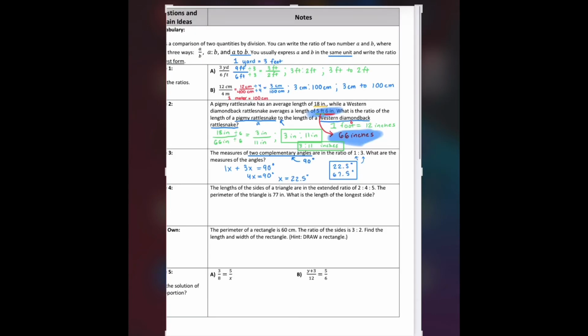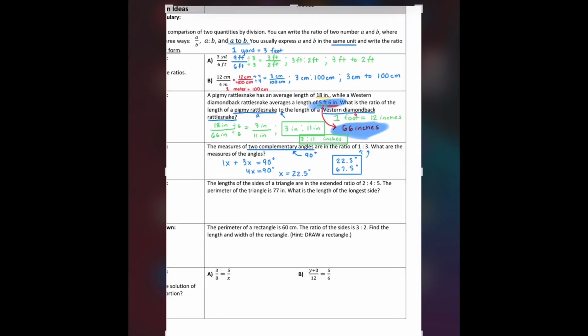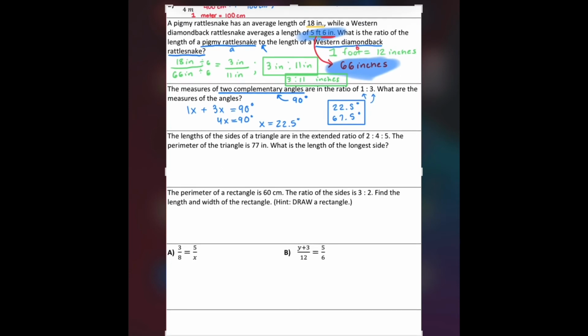For number 4, the lengths of the sides of a triangle are in the extended ratio 2:4:5. The perimeter of the triangle is 77 inches. What is the length of the longest side? Well, the first side gives us 2 x's, or 2 pieces. The second side gives us 4 pieces, and the last side gives us 5 pieces. And the total of the measures of the sides is equal to its perimeter, which is 77. So we can add these up and set them equal to 77.